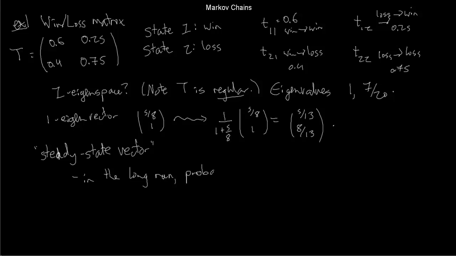And the point is that in the long run, as k gets very large, the probability of a win is about 5 out of 13. You should expect to win about 5 out of every 13 games in the long run as k gets very large, regardless of whether you won the first one or lost the first one.